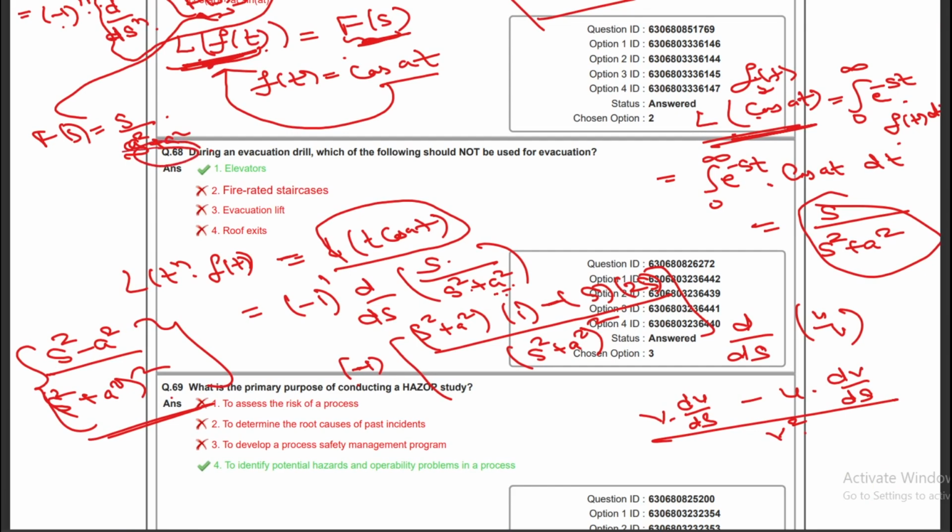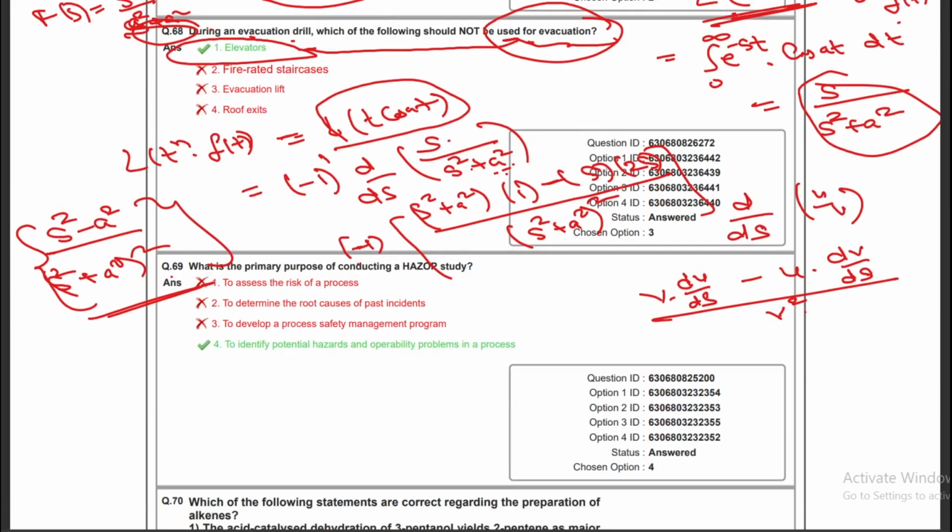Anyways, now in the 68th question, during an evacuation drill, which of the following should not be used for evacuation? Okay, so they are providing you 4 options, and the correct option is elevators. So during an evacuation drill, elevators should not be used for evacuation. Elevators can become inoperable, or we can say unsafe in an emergency, especially during fires, due to potential power failures or smoke infiltration. So that's why we can't use elevators for evacuation. So the first answer is correct. In the next question.